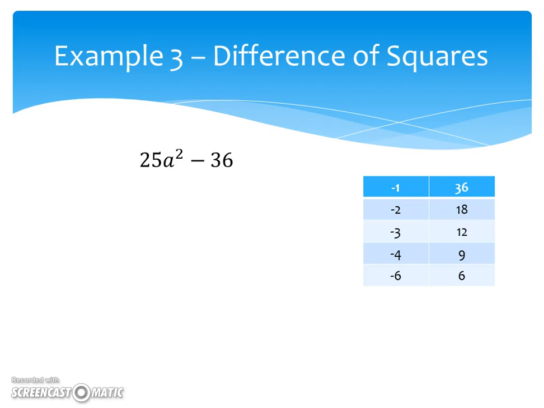Okay, so when we do this, we also have to look at the 25, and we know the square root of 25 is 5. So what we're actually doing is taking the square root of the first term, the square root of the second term, making one positive and one negative so that the middle term cancels. And that's all a difference of squares is. You just take the square root of the first term, square root of the second term, one's plus, one's negative. So that's a special case.